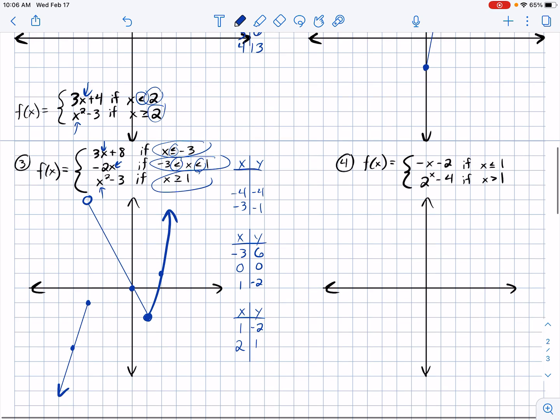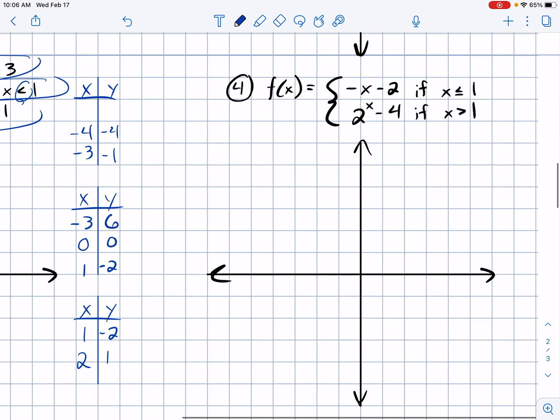Number 4. Let me show you that method I was talking about where you erase the domain. So we'll graph this function, -x minus 2. So we start down here at -2 with a slope of down 1 over 1. Okay, and you could just graph the whole function if you want.